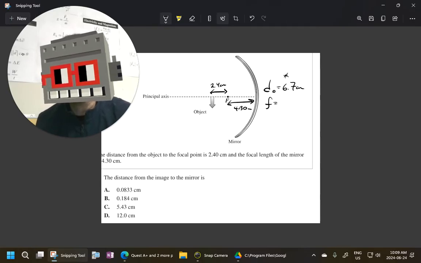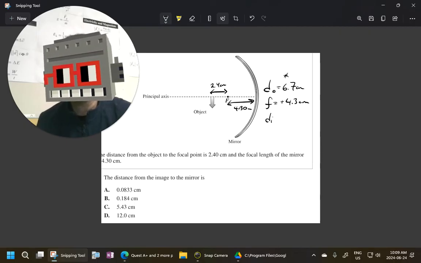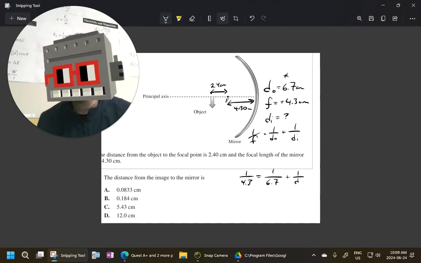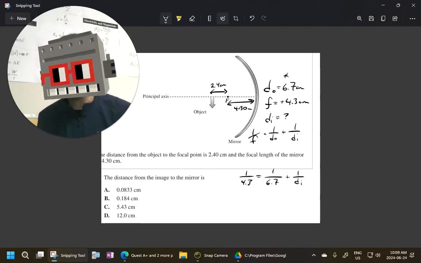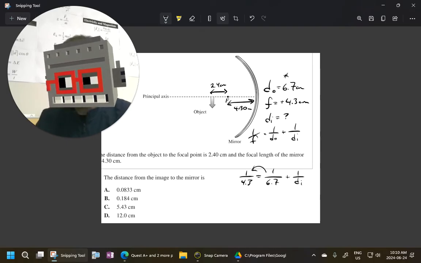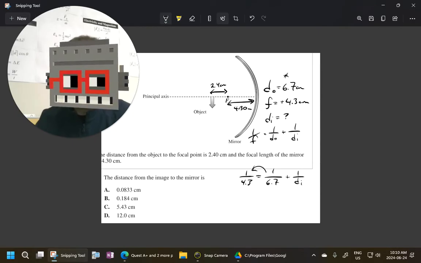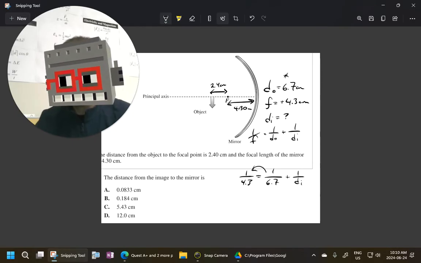So that's going to be key. The focal distance, because it's a concave mirror, is going to be positive 4.3 centimeters. And we're just looking for the image distance, right? So what does that end up being? So we've got 1 over f is equal to 1 over do plus 1 over di. And then we're going to just rearrange this. So we got 1 over 4.3 equals 1 over 6.7 plus 1 over di. We can solve that. So I'm not going to go through too much rearranging here. We're just going to subtract 1 over 6.7 first, and then do the reciprocal. Oh, yeah, that's not going to work too well. Okay, I got to redo my math, sorry.